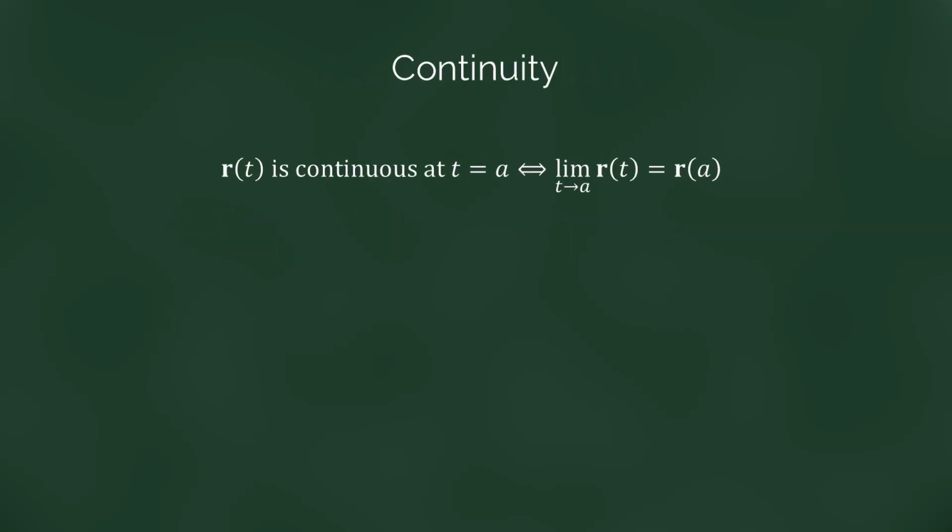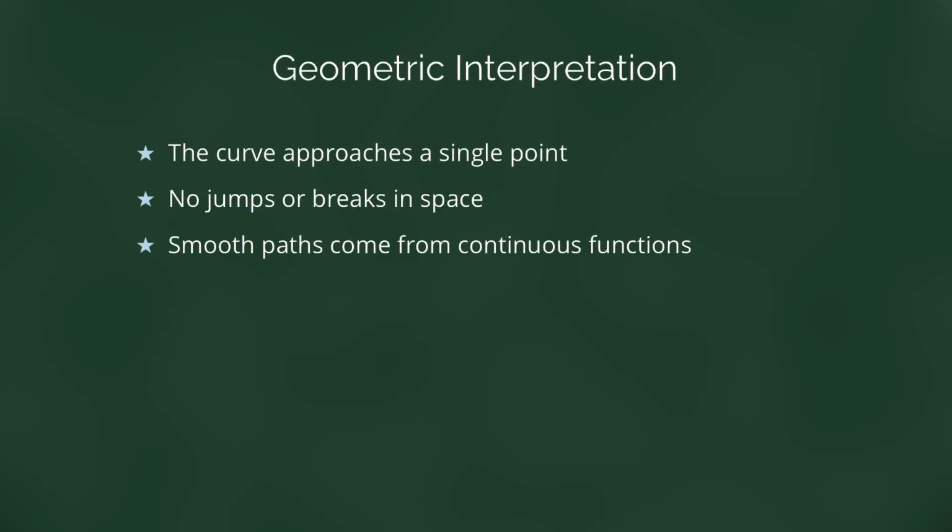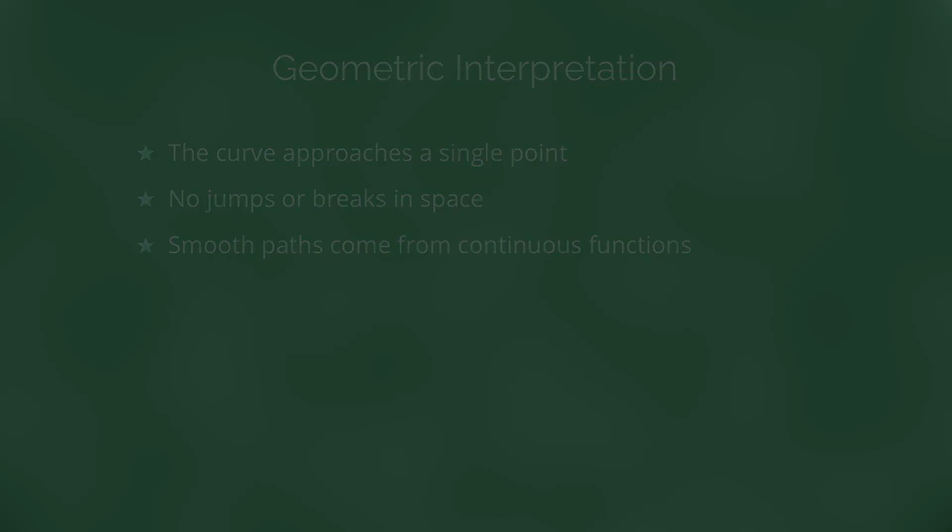We can then say that a vector-valued function r of t is continuous at a value t equals a if and only if the limit as t approaches a of r of t is equal to r of a, just as we define continuity for real-valued functions. Geometrically, continuity means the same thing in three-dimensional space as it meant for us in two-dimensional space. In other words, we know if a function is continuous that our curve is approaching a single point with no jumps or lines, and our curve looks smooth.